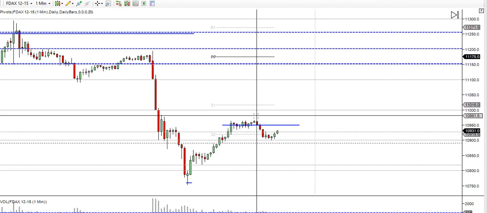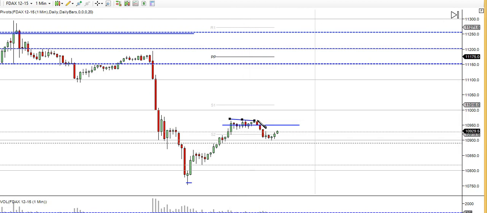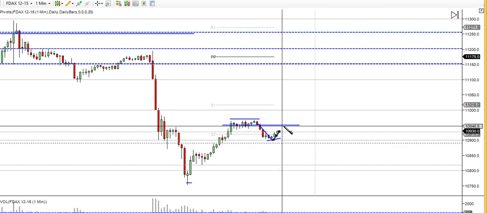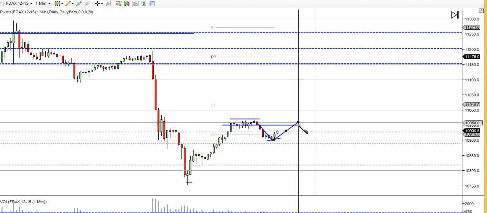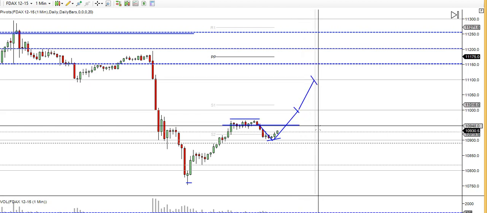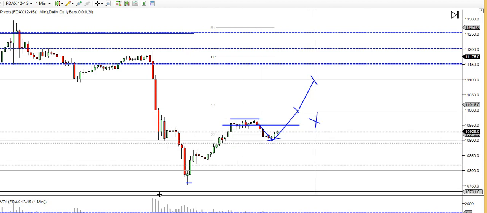Price traded sideways here and pulled back here at 900. Perfect support here to add to your long position, if you of course are trading long. Let's see now if we can go up to 11,000 or even higher during the European cash market open.